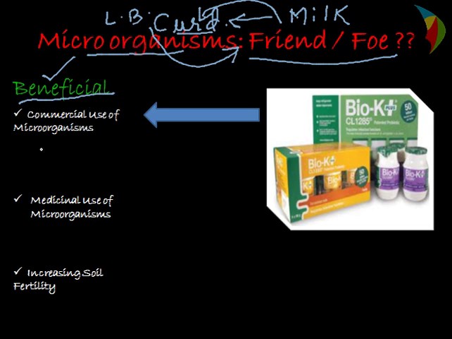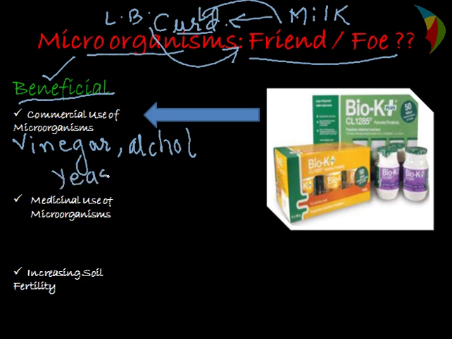Next is commercial use of microorganisms, which means microorganisms are also useful in making various types of products. You can take the example of vinegar, that is acetic acid, or you can take the example of alcohol. Mainly yeast cells, meaning the fungi, are used for the production of vinegar and alcohol. So this means they are commercially useful microorganisms.